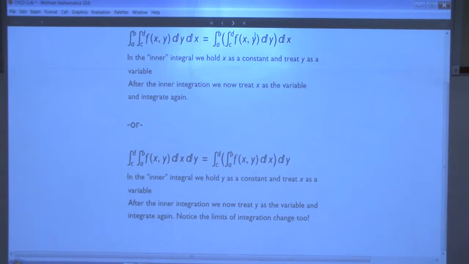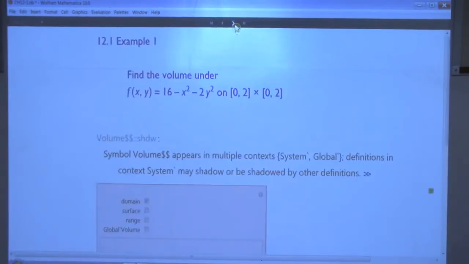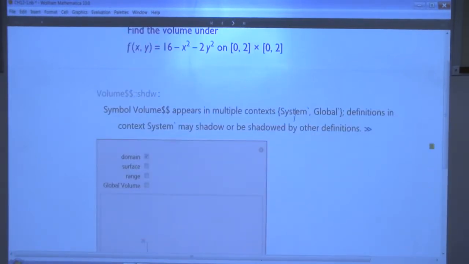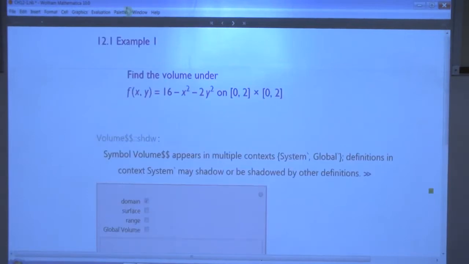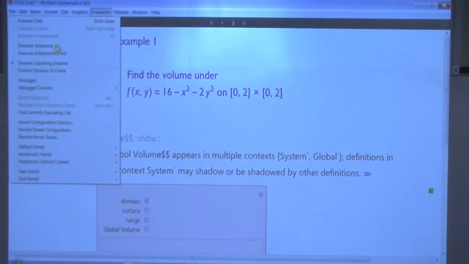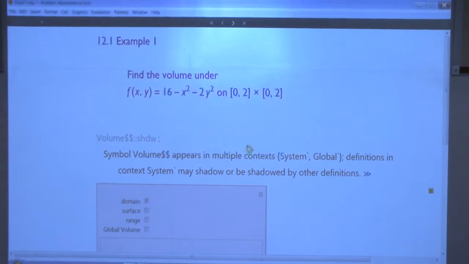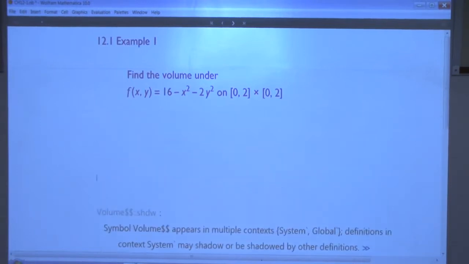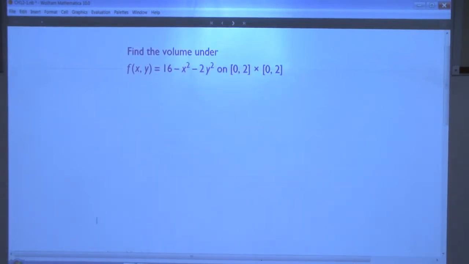You just got to see these in action. I think it's time for an example. I had this problem earlier. Let's do the problem first, and then we'll take a look at it. Find the volume under this thing on that rectangular region.